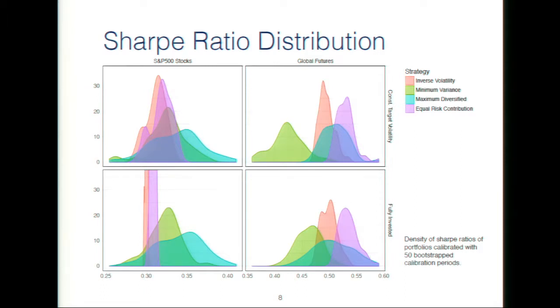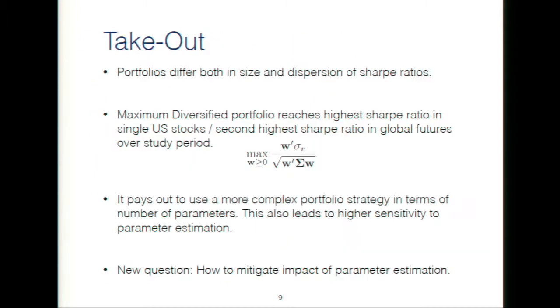If you look at the top performing portfolio in the S&P 500 stocks in the period studied, it's the maximum diversified portfolio. It's also the second best portfolio in the global futures. We can see that this is a portfolio that uses the covariance information, so quite a lot of parameters to estimate really. It maximizes the diversification ratio, which is the weighted average of single asset volatility divided by portfolio volatility. So actually it does pay off to use a strategy that has a larger amount of parameters to estimate, and that also, of course, increases the sensitivity to parameter estimation.